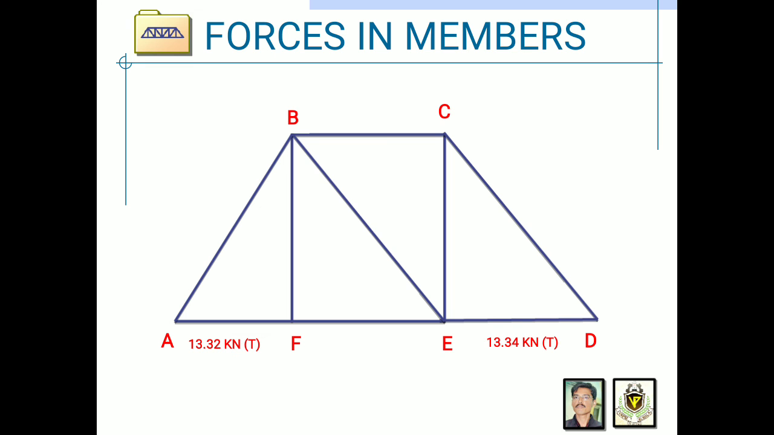First, 13.30 kilonewton tension in AF. In AB, 131.98 kilonewton compression. In BC, 86.64 kilonewton compression. In CD, 9.43 kilonewton compression. In BF, there is zero force. In BE, 9.44 kilonewton tension, and in FE, 13.32 kilonewton tension.